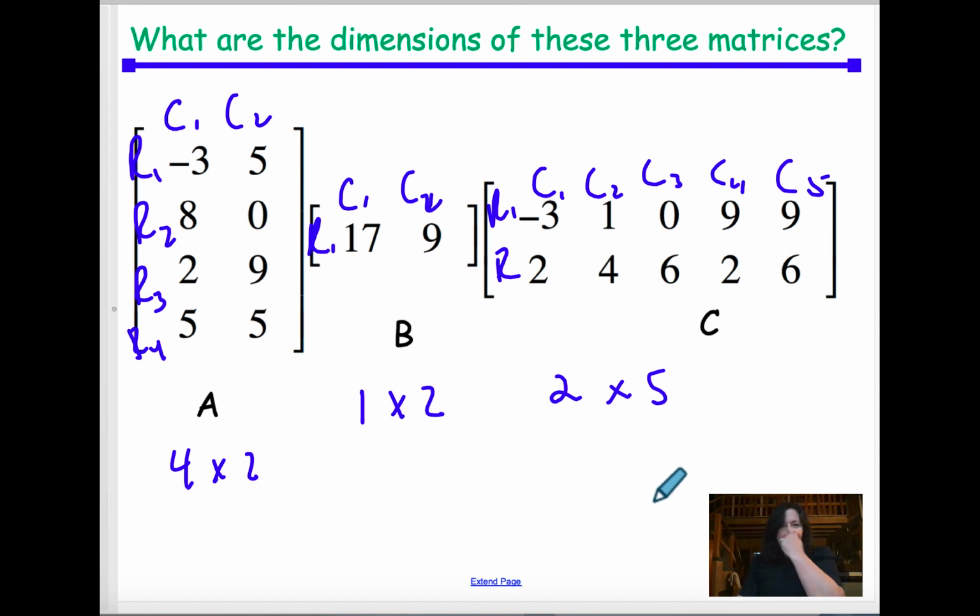Now, the interesting thing about matrices is that when you are adding and subtracting matrices, you can only add and subtract matrices that have exactly the same size. So with this 4 by 2, I would need another 4 by 2 to add it. Or if I have a 1 by 2, I would need another 1 by 2 to add or subtract, okay? So again, adding and subtracting matrices, they have to be exactly the same size, exactly the same dimensions.